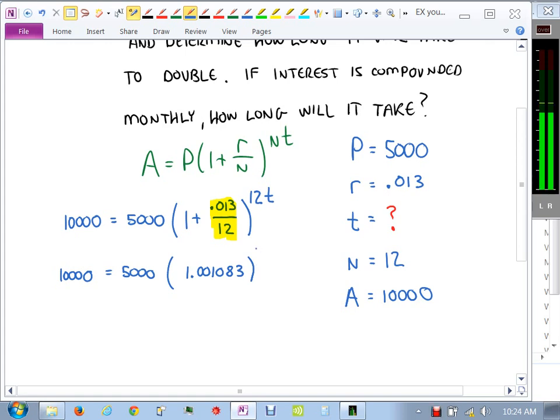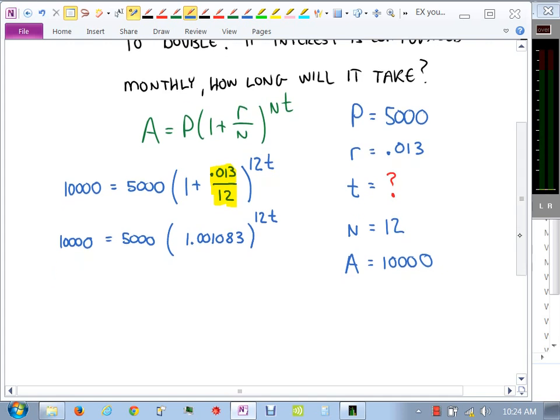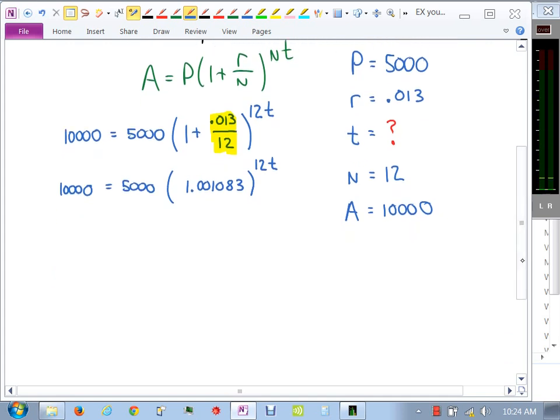And then raise to the what? 12t. Questions? Raise to the 12. No, you can't raise that to the 12 because you don't know what t is.